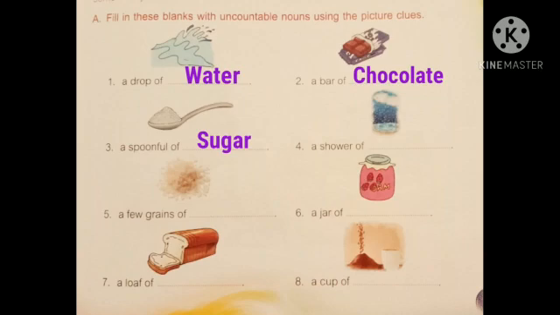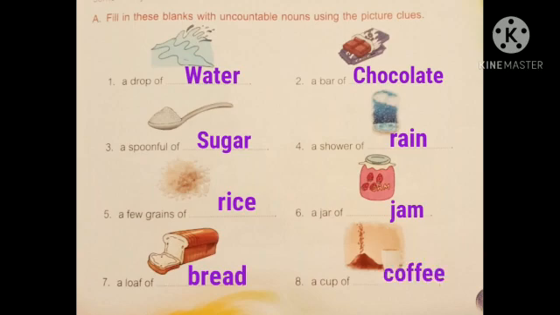Fourth, a shower of dash. In the picture, you can see it is raining. Yes, so a shower of rain. Fifth, a few grains of dash. Yes, it is rice. A few grains of rice. Sixth, a jar of dash. You can see there is a bottle and on the bottle there is written jam. So, it is jam. Next, seventh, a loaf of dash. There is a bread slice and a bread. Yes, it is bread. A loaf of bread. Eighth, a cup of dash. A cup of coffee.